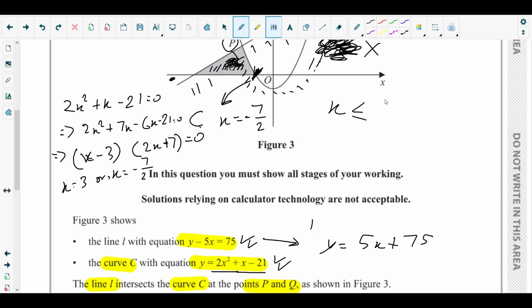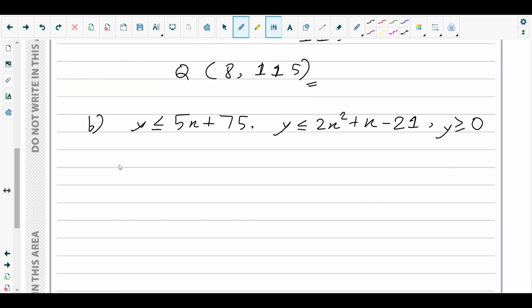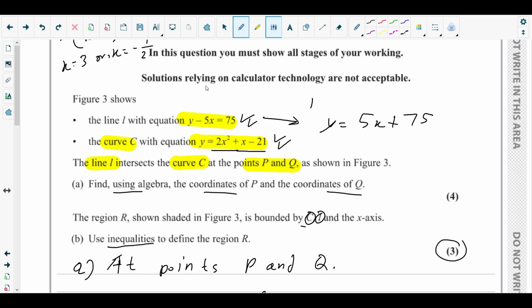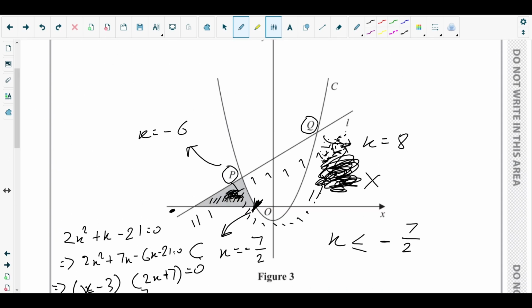You don't need to show it in the answer paper. You just need the x coordinate of the point where the curve C is intersecting the x-axis. So x is less than or equal to negative 7 over 2. So we will write this in our answer to part B, that is x should be less than or equal to negative 7 over 2. And these are the 4 inequalities to define the region R perfectly. That's it. So that's all about question number 6 from the May 2024 P1 paper.